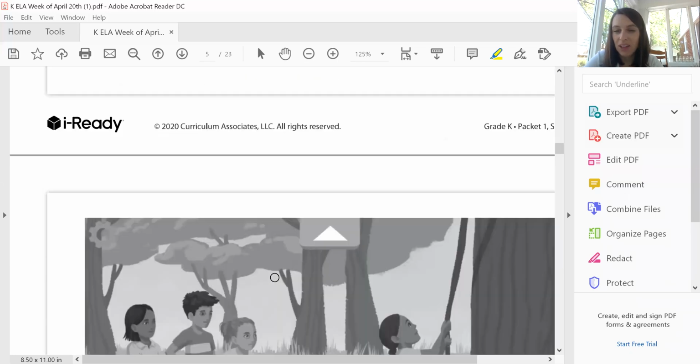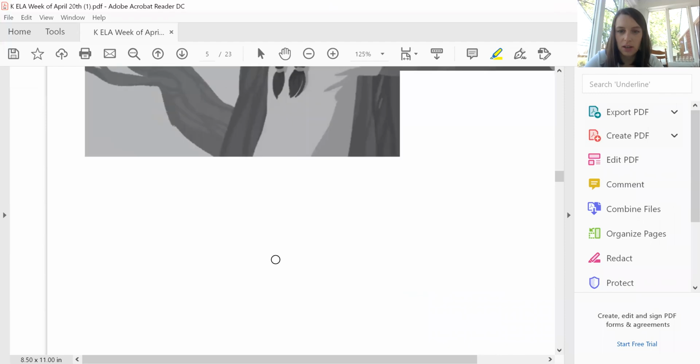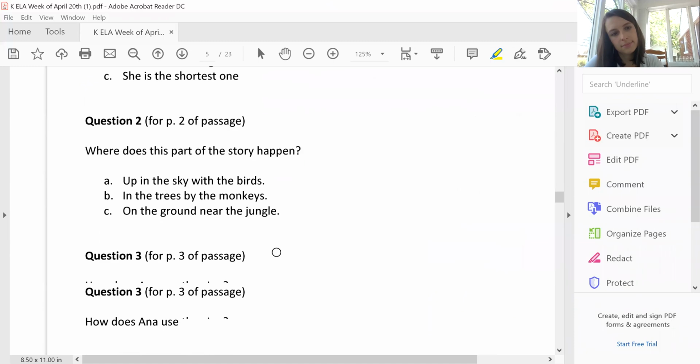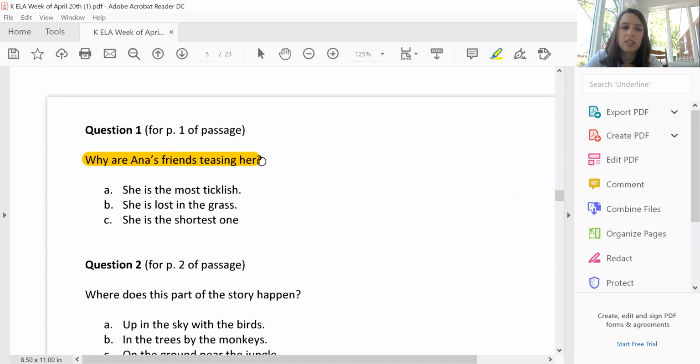So now, if we think back to what the question said, why are Anna's friends teasing her? She is the most ticklish, she is lost in the grass, or she is the shortest one. Well, did they talk about her being ticklish? No. Was she lost, like they couldn't find her? No. Well, what was the main reason they were making fun of her? Because she was really short. So I would circle C for that one.